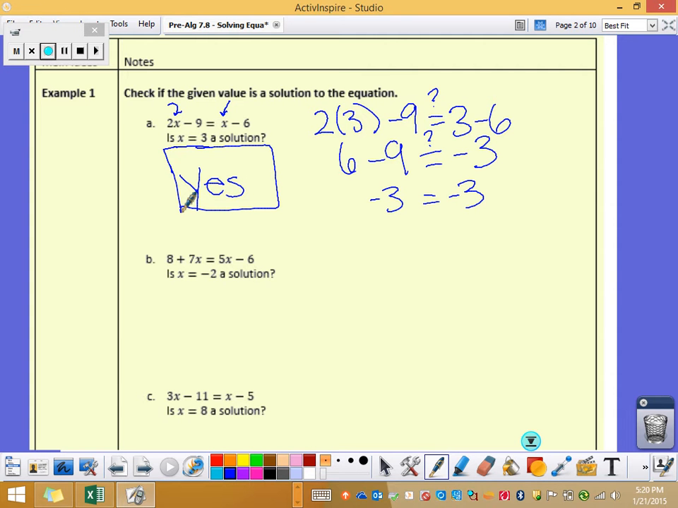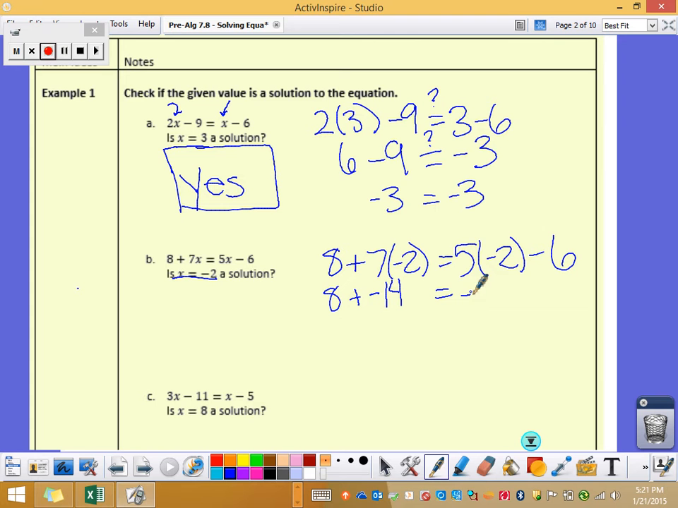All right, let's go ahead and try B on your own. So go ahead and pause the video. Try B, plugging in negative 2 for x, and start me back up again when you're done. So after plugging in negative 2 for x in your equation, you would have started 8 plus 7 times negative 2 equals 5 times negative 2 minus 6. We'll evaluate here. 8 plus a negative 14 equals 5 times a negative 2 is negative 10 minus 6.